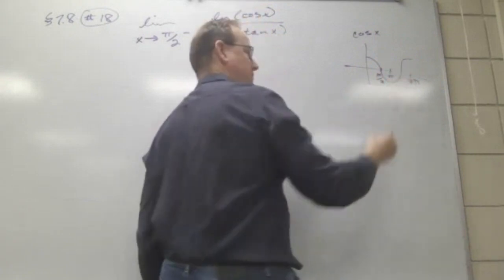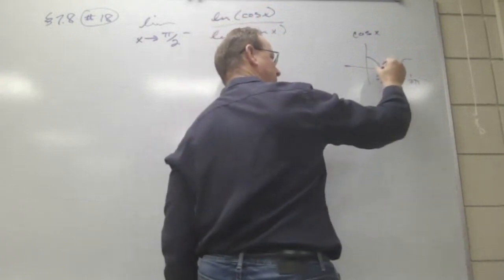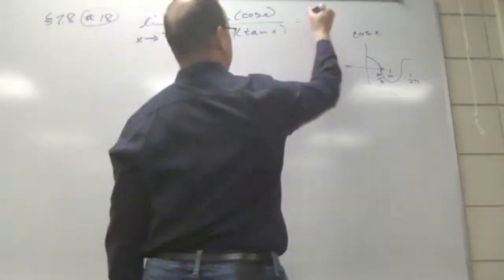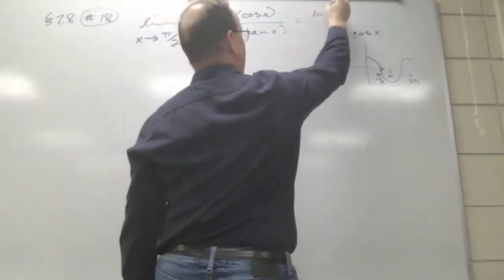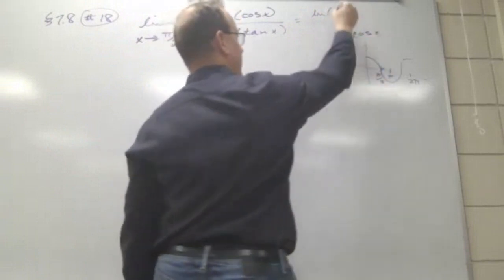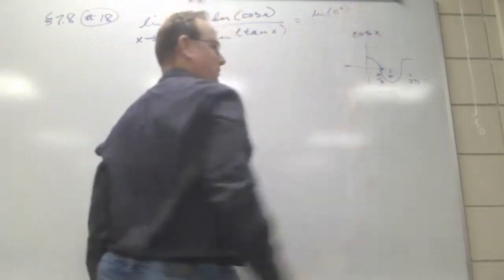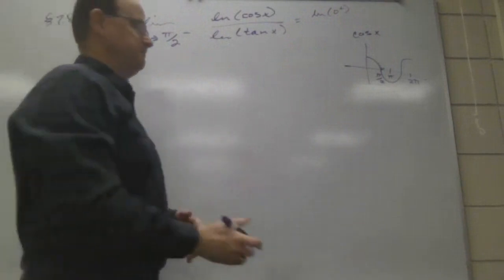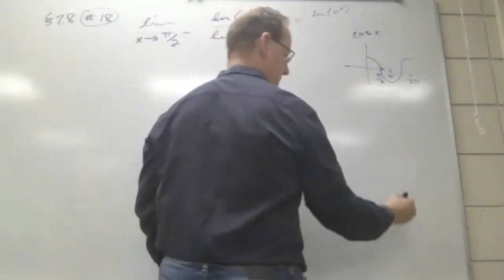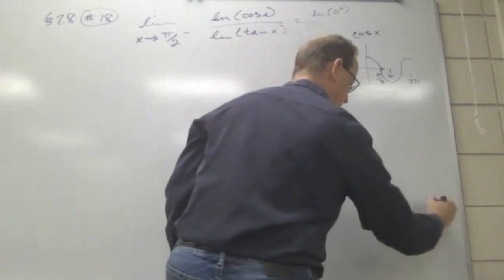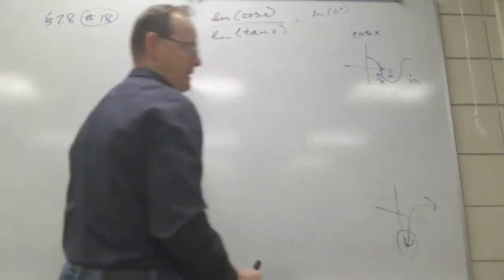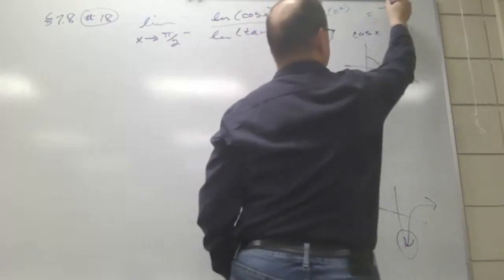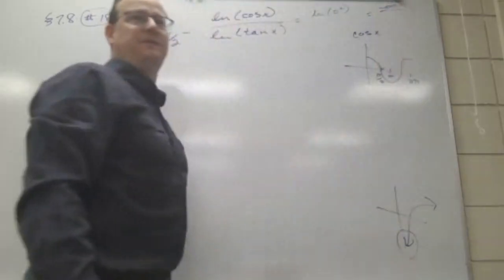When we approach pi over 2 from the left, we're getting close to a height of 0 in a positive way. So this is really going to be the natural log of something approaching 0 in a positive way. And of course, natural log of 0, we know what that looks like too, right? What's natural log look like? Looks like that. So as you approach 0 in a positive way, it explodes to negative infinity. So the top would approach negative infinity.